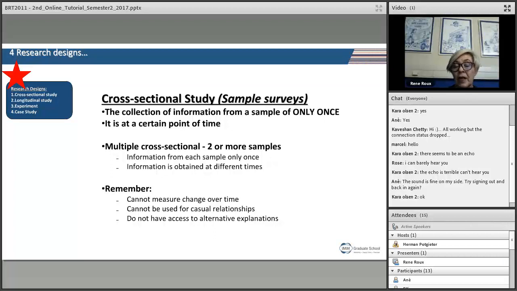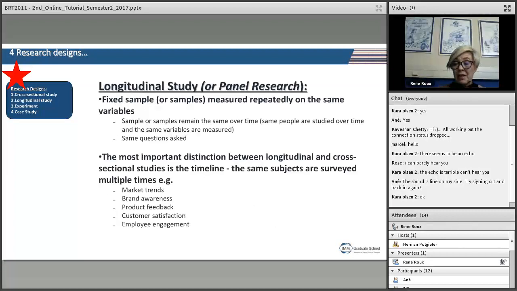You cannot really use it to establish what is the effect on a relationship. What's the cause? If I change 1 or 2 things, what will the ultimate effect be? And you must also remember that when you do a cross-sectional study, it is only that topic, and you will only get answers to the things that you ask. So there are no other explanations. It is limited to what you ask.